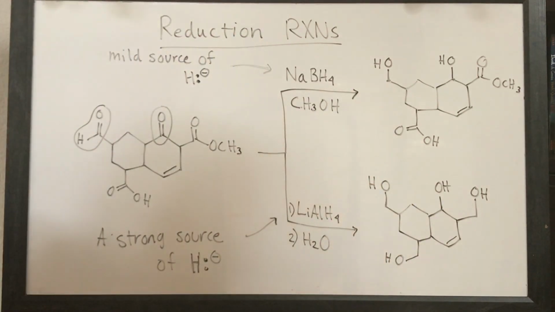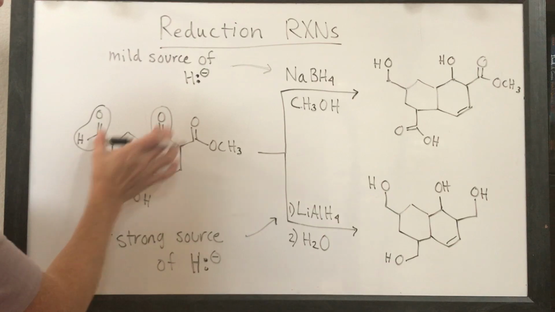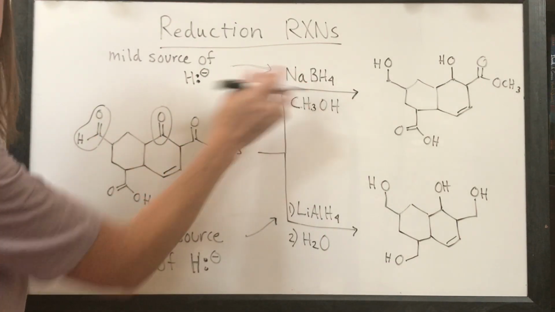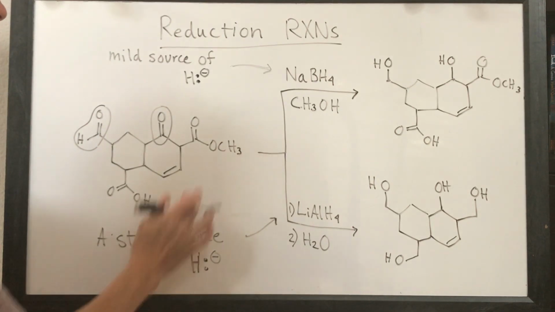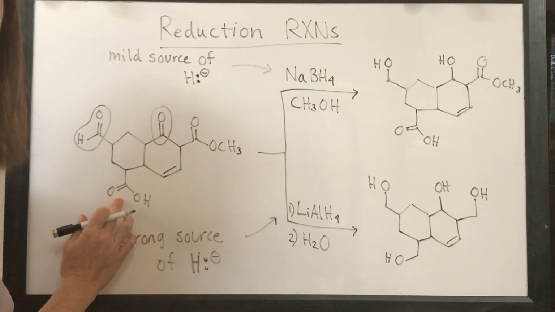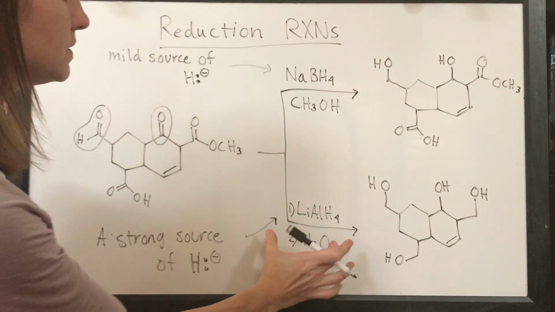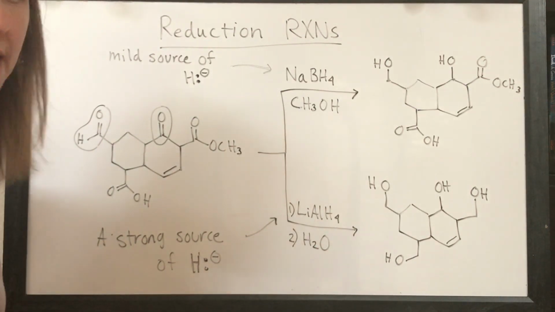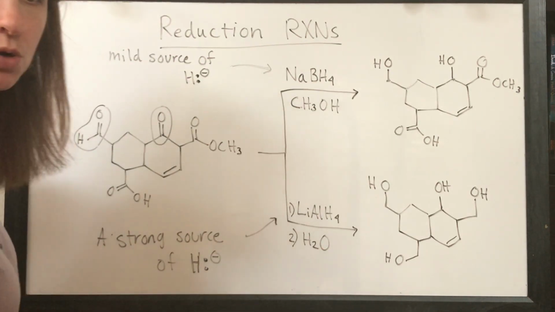Okay, so that's the main difference to remember between these two reducing agents. If you only want to reduce an aldehyde or ketone, then it makes sense to use the milder source of a hydride ion, sodium borohydride. If you want to reduce an ester or a carboxylic acid, or maybe even an acid chloride, then you can use the much stronger lithium aluminum hydride. But you don't want to use this if you don't have to, because it's more dangerous to work with in the lab.